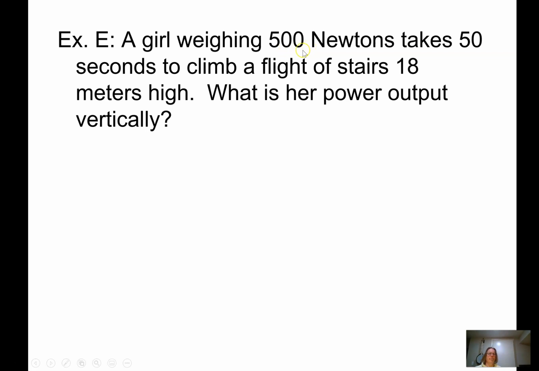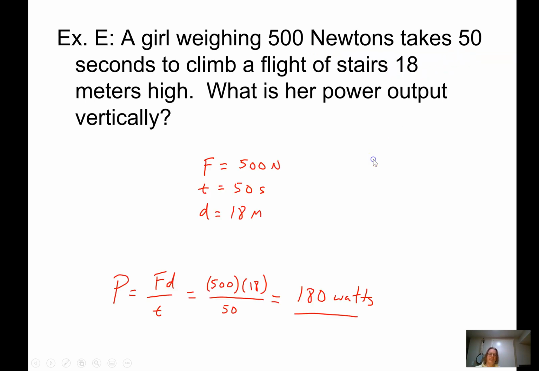So that's how we know how hard she's pushing on the stair. It's the same as her weight. So she's pushing upward with 500 over 18 meters. So the work is 500 times 18, but divided by that 50 seconds. Alrighty. So 500 times 18, cross off a 0 there. 50 times 18, which is 100 times, not 250 times 9. Anyway, it's 180 watts, guys.